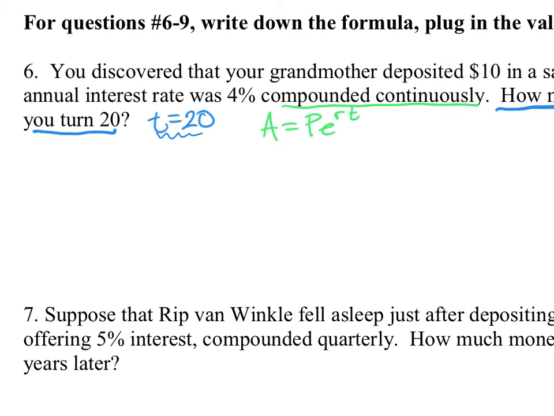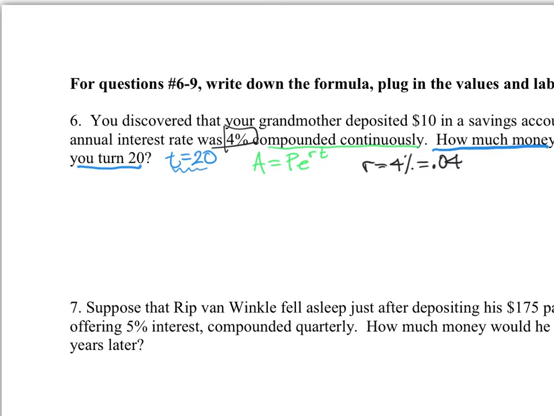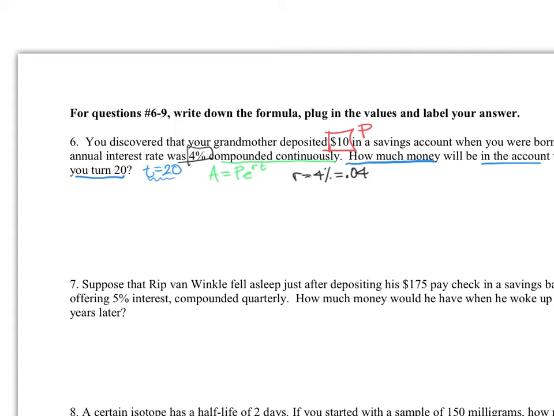If you look at this 4%, we know our rate is 4%, but we have to convert that to its decimal representation. The other thing we know is the fact that your grandmother deposited $10. That is our present value that we're going to be working with. So now we have all the pieces, and we are going to find out how much will be in the account when you turn 20.